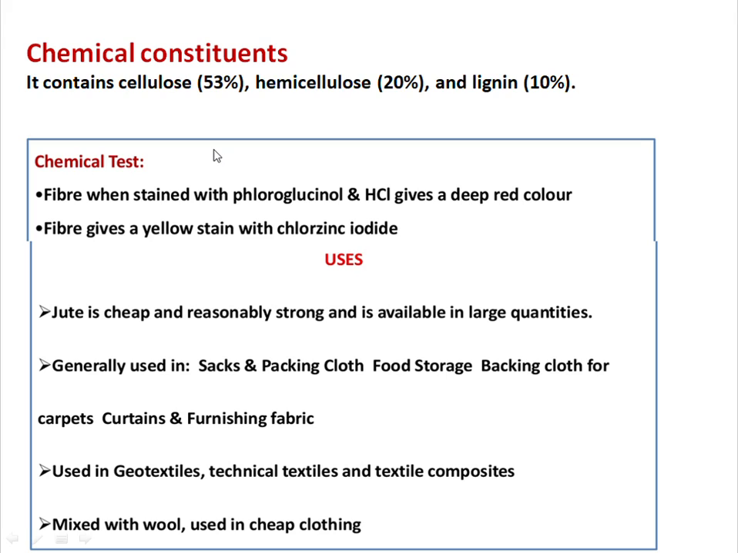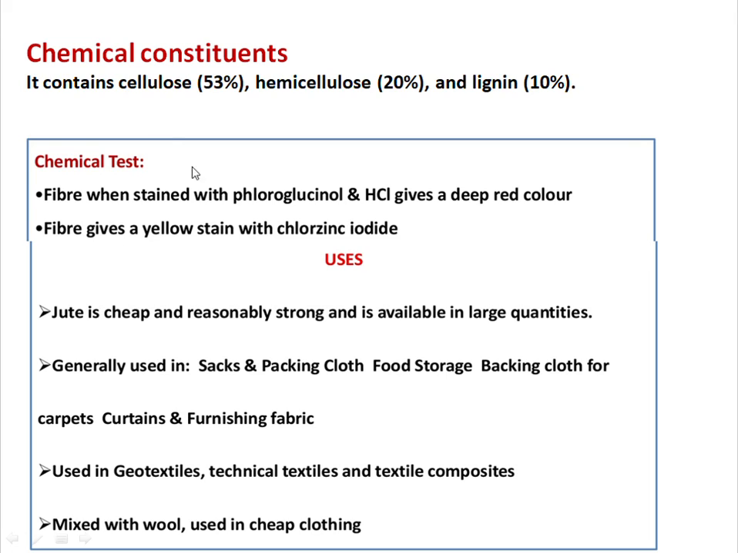Next is the chemical test: how jute fibers are identified. The different chemical tests used for identification of jute fibers are as follows. When stained with phloroglucinol and concentrated HCl, jute gives a deep red color. This deep red color is obtained because of the presence of lignin, which is absent in other types of fibers such as cotton. The next identification test: if treated with chlor-zinc-iodine solution, it gives a yellow stain.